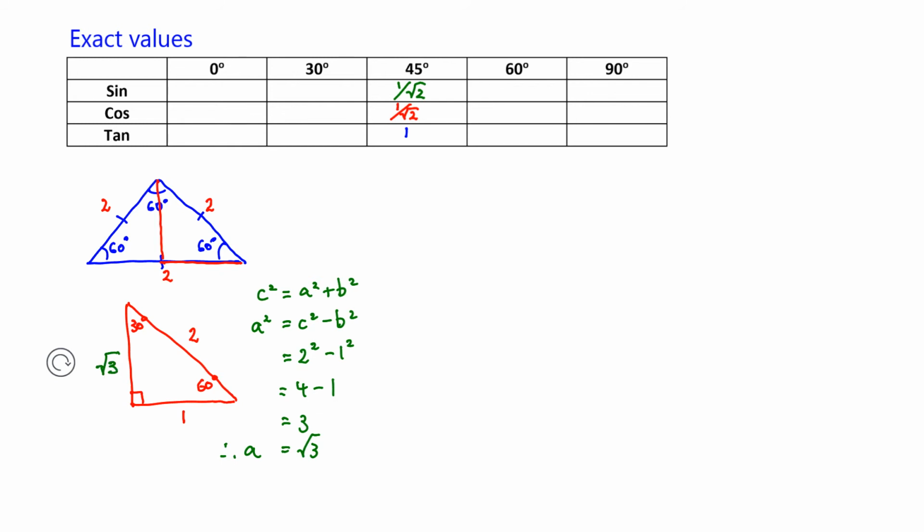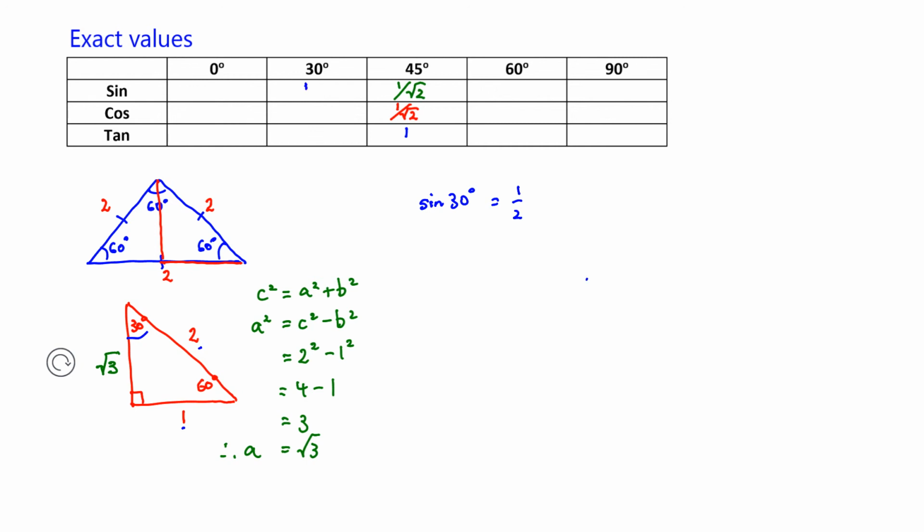Continuing on now, we can do what we did previously for finding the sine of a particular angle. So sine of 30 degrees, we know once again 30 degrees, which is marked in here, is going to be our opposite over our hypotenuse. So sine of 30 will be 1 over 2, or a half. I'll mark it in on our table.